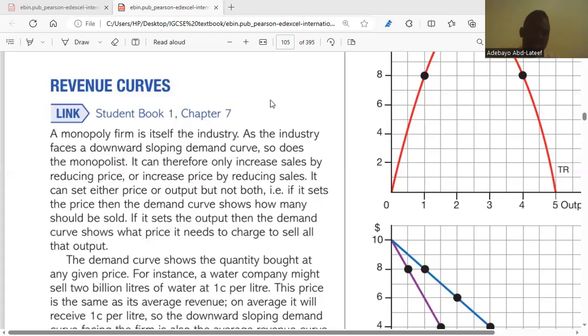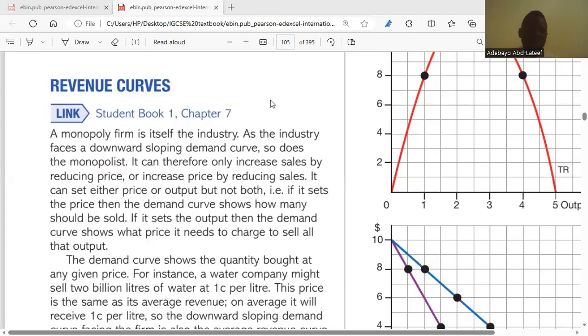So what does that imply? It means that the firm we're talking about, the business we're talking about, the company we're talking about, it's the only industry. So as the industry faces a downward sloping demand curve, so does the monopolist. So the demand curve of a monopolist is downward sloping. As soon as it faces a downward sloping demand curve, it immediately affects the monopolist itself. So what is the implication of this? The implication is that a monopolist cannot increase price and at the same time increase sales.